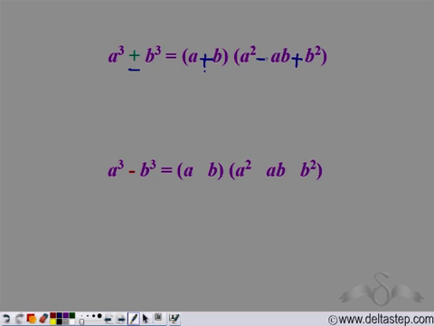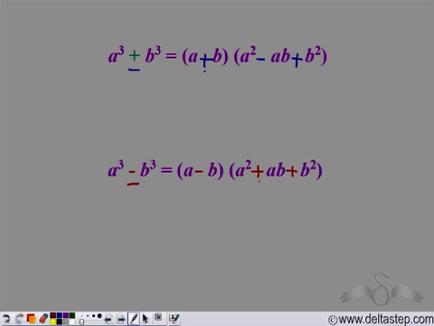Similarly, for a cube minus b cube, since we have a negative sign here, we place a negative sign here. We put squares as positive, so a square is positive, b square is positive, and whatever we have here, we put the opposite sign, that is a plus sign here.